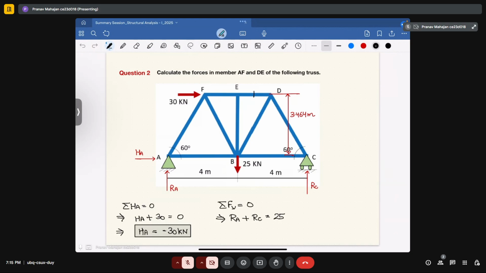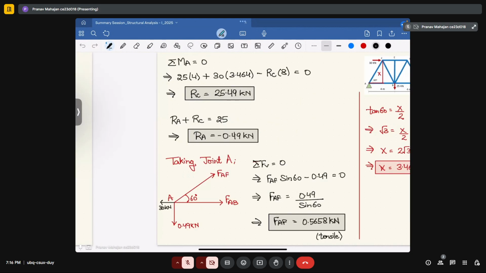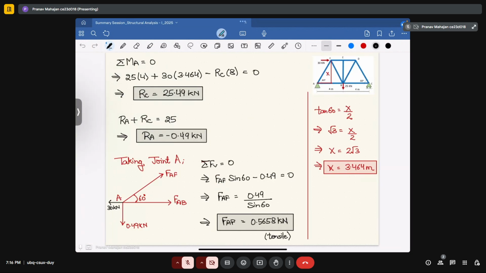After that, you will apply the equilibrium equations, and then we got the value of horizontal reaction at A equal to 30 kilonewton. And similarly, if you use summation of vertical forces as well as moment about a point, we got the reaction value at C to be equal to 24.9 and the reaction value at A equal to minus 0.49, or you can say minus 0.5.